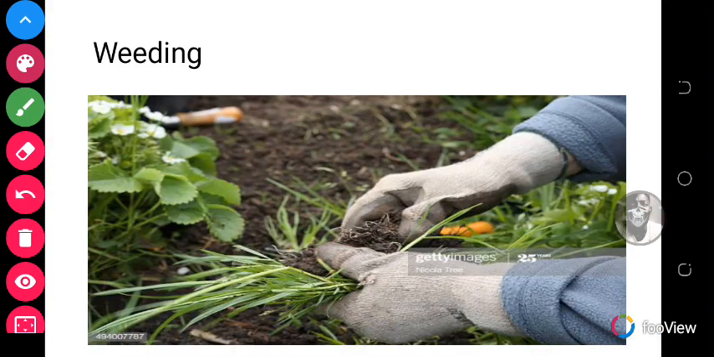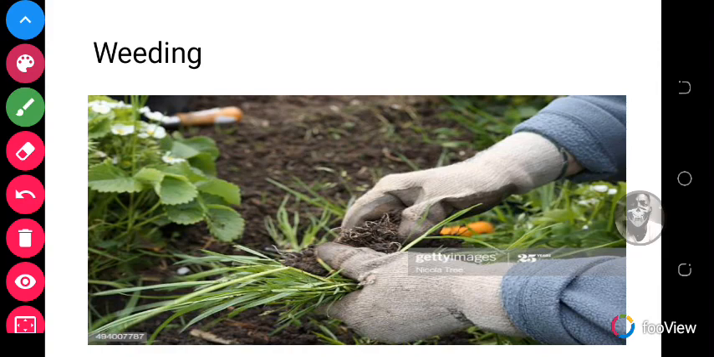Let's look at weeding. Weeding is the act or process of removing weeds from the farm. So simply that. Removing the weeds from the farm is what we call weeding. And the reason is that when weeds grow together with the plants you are growing, they fight with the plant for air, water, space, and sunlight. And the more the weeds grow, the more likely it is that your plants will die.